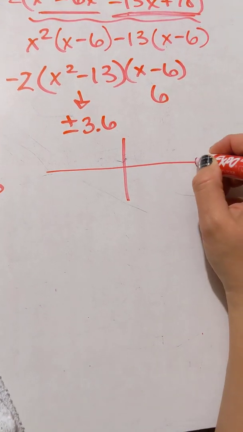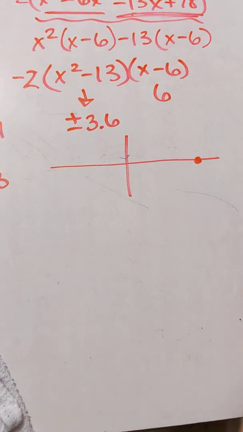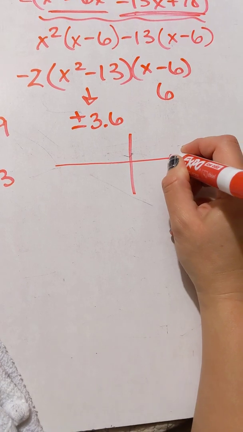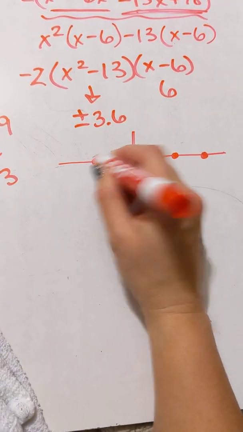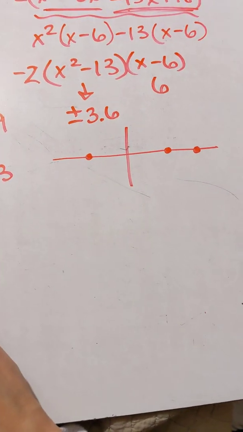Am I zoomed out far enough? Okay. There's positive 6. And then, I don't know, -3.6 would be about right here and here. Your negative and positive 3.6.